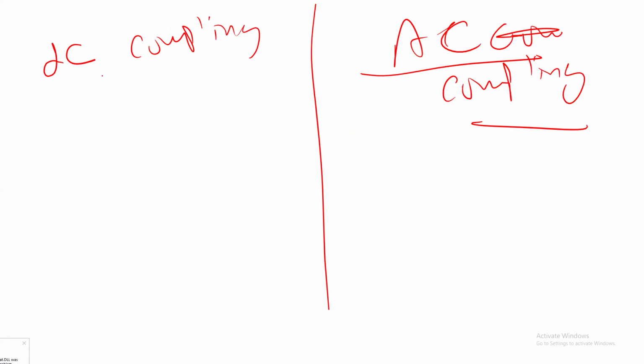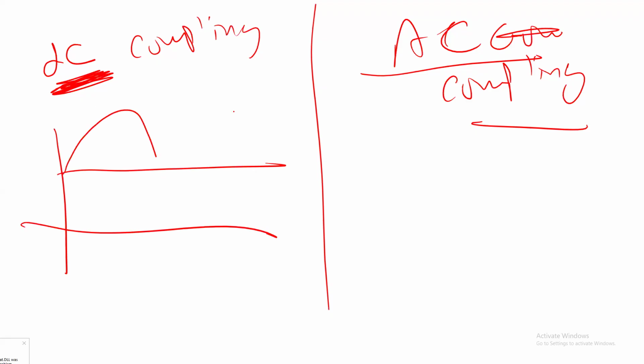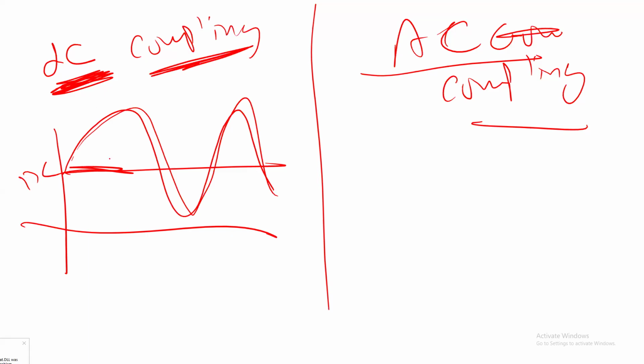In DC coupling, if the signal has two components, DC and AC, something like that, this is the signal, and it has two components. This is the DC here, and this is the AC. You just added the two signals together. So in DC coupling, it's going to display both of them. In AC coupling, you are going to display only the AC signal.